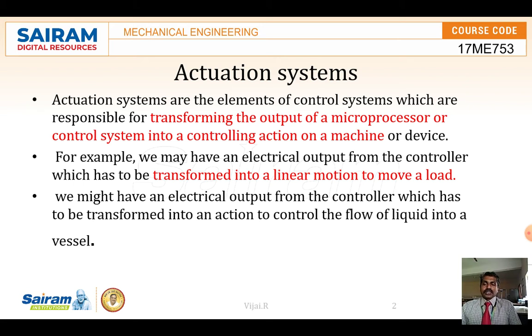Now first, the actuation system is the one which has a large number of control elements, used for the transformation of the output of the microprocessor. Because it's a mechatronic system, what we want is to do useful work. So mechatronics or the control system gives some signals to the output device. That device is going to actuate. So this is how it is going to be actuated. That's where the actuation system takes place.